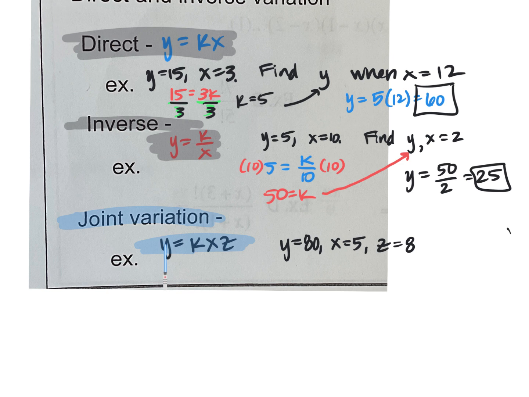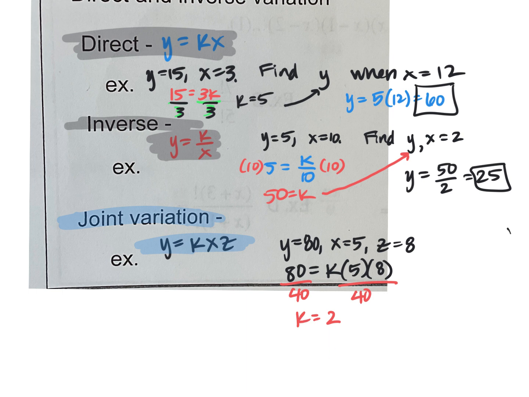What am I going to put in for my y? 80 equals, I don't know my k. What am I putting in for x? 5. And my z? Cool. What would we do to get k? Multiply the parentheses. So you get 40. 40 is right there. Then what would you do with that? So I'd have 40k. Then divide by that 40. And what would we get for k? Perfect.